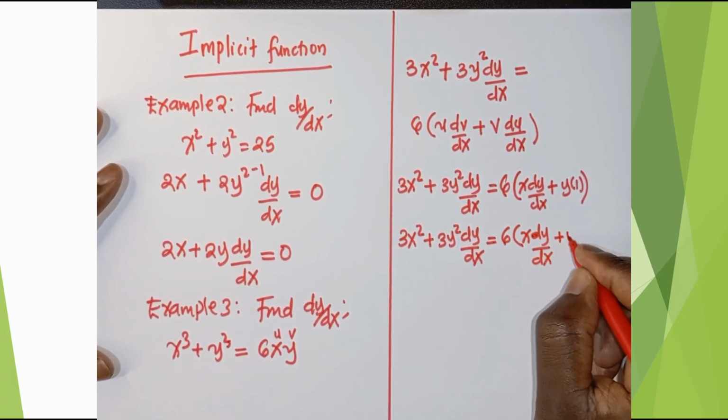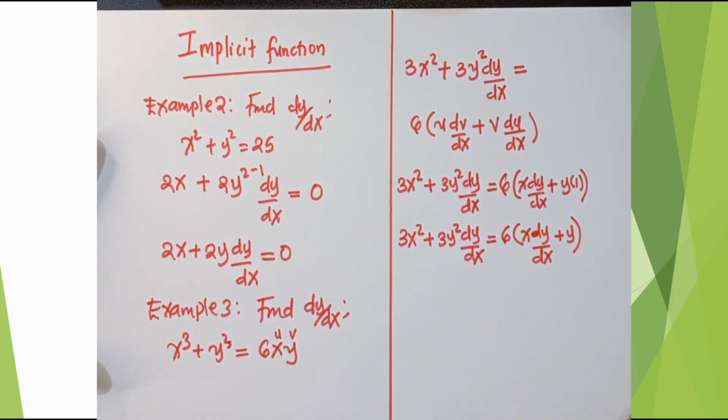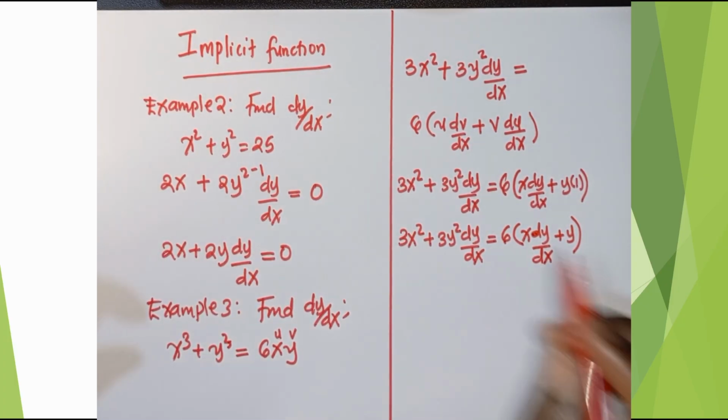So our final expression becomes 3x squared plus 3y squared dy by dx is actually 6 into x dy by dx plus y. So this is how simple it is to differentiate implicit functions.